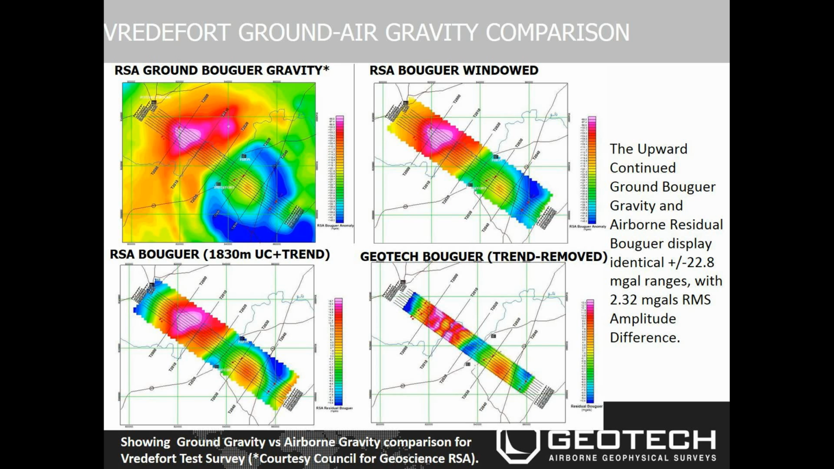In this slide, we have obtained the ground Bouguer gravity data from the South African regional grid. It has a 1 kilometer cell size, and we windowed it to our Vredefort test area here in the upper right. We've upward continued the Bouguer gravity to our average flight height of 1830 meters and removed a first order regional trend. And then we're showing here our Bouguer gravity results with the first order trend removed. And we see that they are identical in range, 22.8 milligal, and between the two there is a 2.32 milligal RMS difference in absolute amplitude.